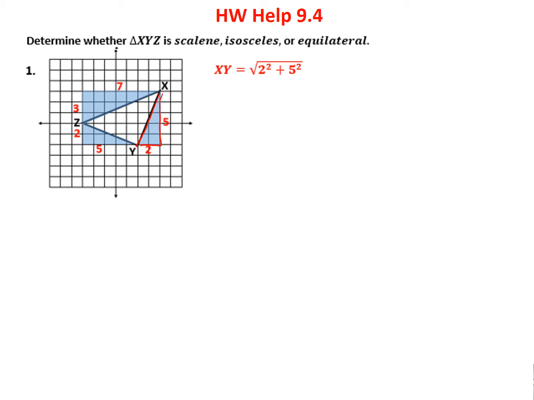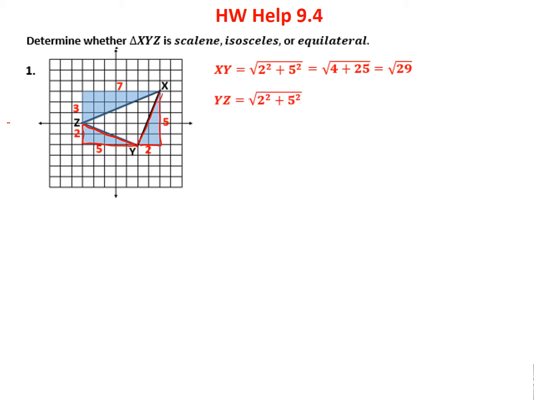So this one's going to be 2 squared plus 5 squared. That's going to be 4 plus 25, or the square root of 29. And for now, we'll just leave it there. What we're trying to figure out is, are any of these sides equal to each other? Now when I move to YZ, here's my triangle that says 2 squared plus 5 squared. Well, immediately, without even doing the calculation, I should go, wait a second, 2 and 5? Wasn't that the last one? Yeah.